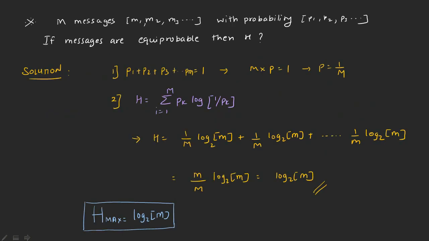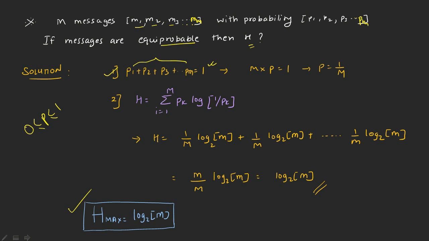So the question was, if I have m messages, let's say m1, m2, m3, and let's go on up till m messages with the probabilities p1, p2, and let's go up till pm. Correct? If messages are equiprobable, that is, the probability of every message is the same, then what is the entropy? This question is understandable, and we are here to prove that the maximum entropy is equal to log to the base 2 of m. So let's start. The first point, the probabilities are same. So if you add all of the probabilities in the system, you will get 1, because the probability range is always between 0 and 1. That is the maths and the probability basics.